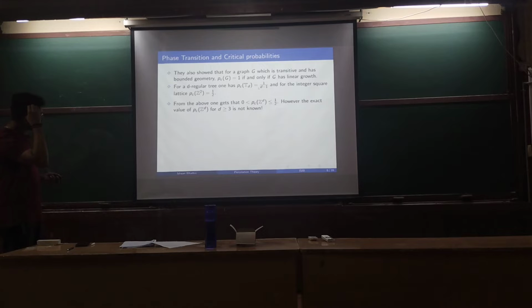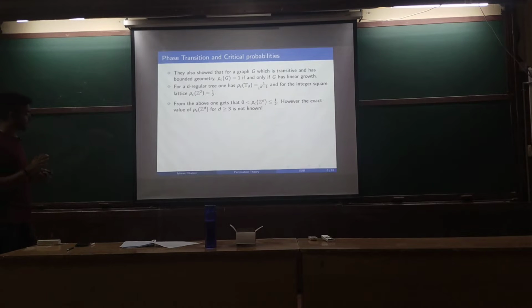Okay. So one of the big questions is what is PC for a general graph? And we know the answer for trees essentially. For a D-regular tree, we know that PC of TD is equal to 1 over D minus 1. I won't be able to prove it in complete generality, but I'll show one inequality in the lecture later. And for Z2 also we know that PC of Z2 is equal to half.